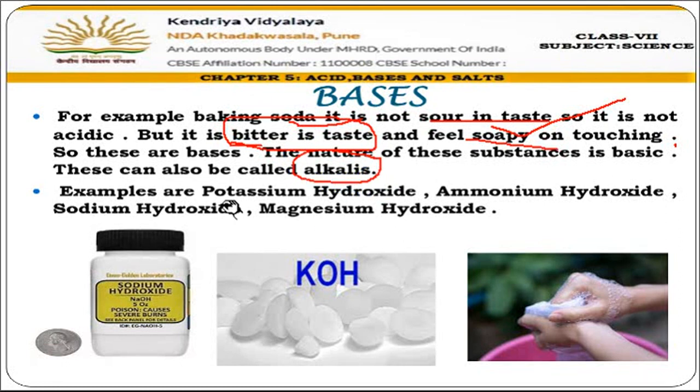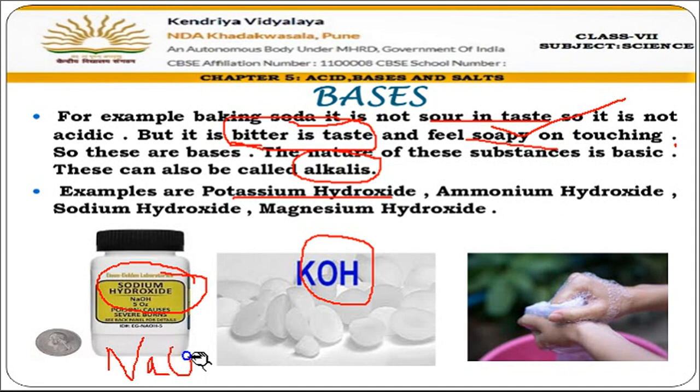Let us see some examples now. This is potassium hydroxide, and the symbol is KOH. K means potassium, and hydroxide is OH. It looks like these white-colored tablets. This is the solid form, and it is found in liquid form also. The other example I have shown you is sodium hydroxide, NaOH. Na is the symbol for sodium and OH is hydroxide. You have to learn these two examples.